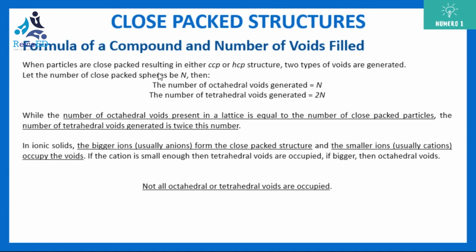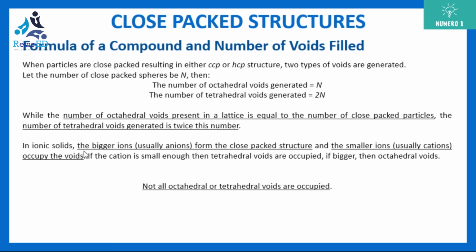So as already told you, in HCP or CCP structure, there are 2 types of void generated, that is tetrahedral and octahedral void. So if the number of closed packed spheres is n, the number of octahedral voids will be n and the number of tetrahedral voids will be double of it, that is 2n. While the number of octahedral voids present in the lattice is equal to the number of closed packed particles, the number of tetrahedral voids generated is twice this number. If it is n, this will be 2n.